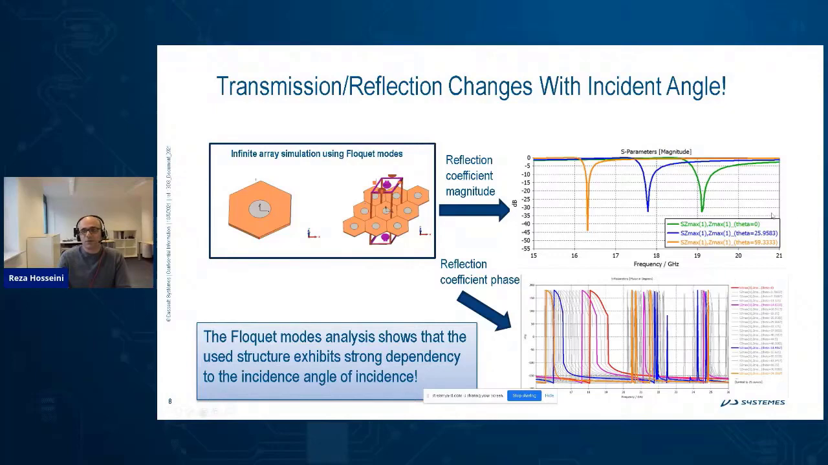As we can see here, going from theta equal to 0, which is the normal incidence, to 25 and then to 60 degrees of incident angle, the frequency at which the passband or transparency of the FSS occurs shifts toward lower frequency, and a phase shift also occurs. So we can see that this structure exhibits a strong dependency on the angle of incidence.